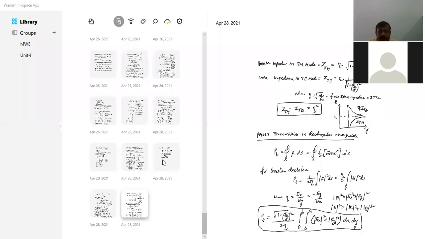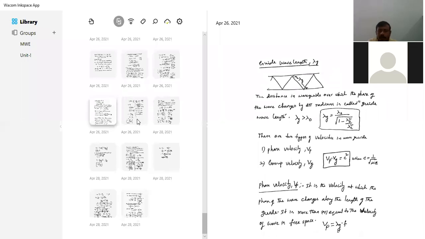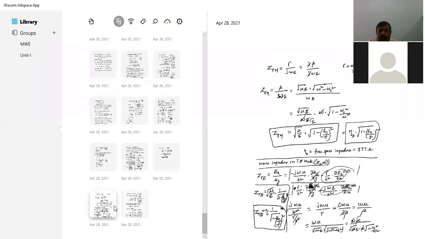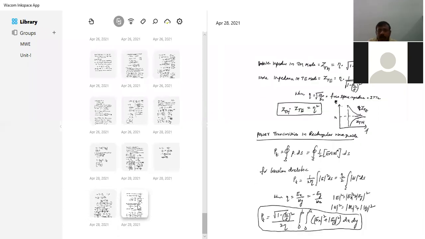So last class we discussed the guided wavelength derivation, the phase velocity and group velocity. We also saw the impedance in TE mode and TM mode. So this is the impedance in TM mode: Z_TM is equal to eta into root of 1 minus (fc by f) whole square. Already I told you, any parameter we express in terms of root of 1 minus (fc by f) whole square.